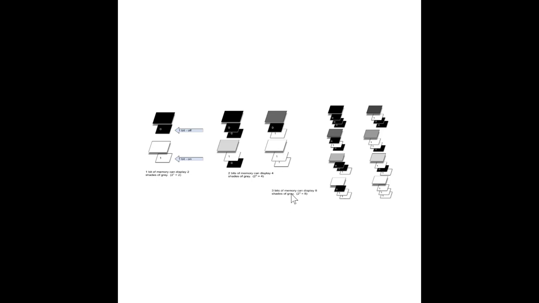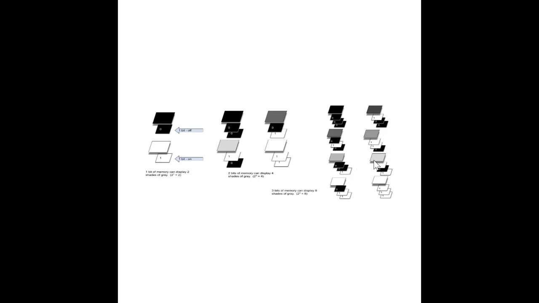When we add 3 bits of memory in, now we can display 8 shades of gray because 2 to the third is 8. Remember, it's 2 times 2 times 2. So 2 to the third is 8. So all 3 bits can be zeros, which would be black or off. The first bit can be a 1, then we can have the other 2 bits at 0 or off. Dark gray. We can have 010, a little bit lighter gray. 110, a little bit lighter.